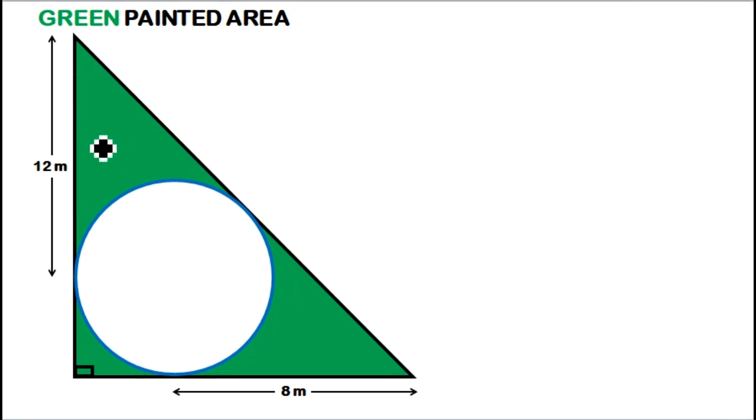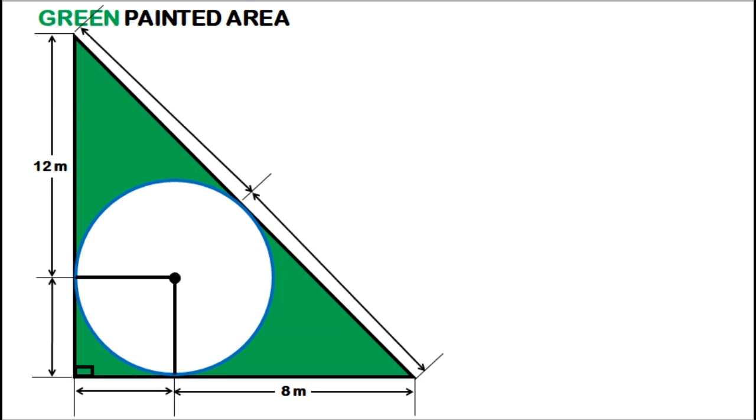How do we find the green painted area? To find the green painted area, we will have to label this diagram. You can see from this point to this point you are given to be 12 centimeters. If we let this be point A, this be point B, and this be point C, then we can let this tangent point be point D, and this tangent point be point E.